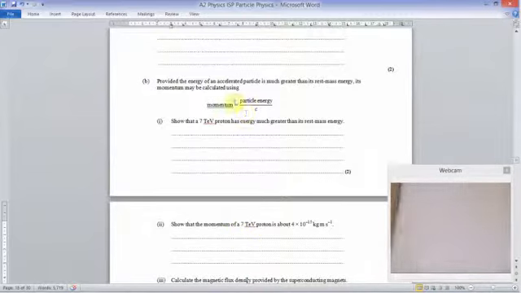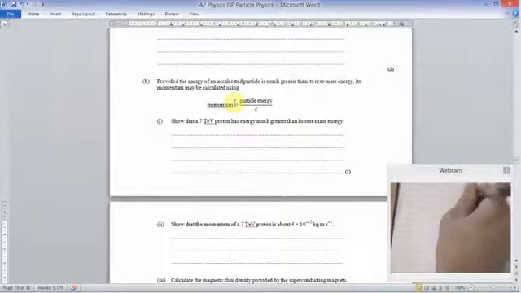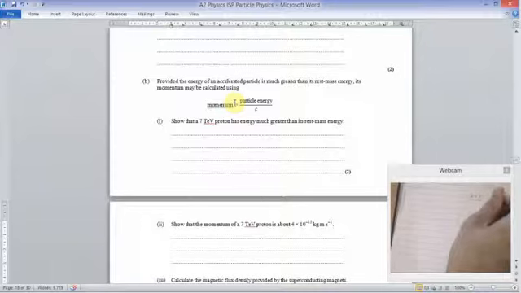So we do 7 times 10 to the 12 times 1.6 times 10 to the minus 19, the value of 1 electron volt, and then we need to divide that by c squared, which is 3 times 10 to the 8 squared. Once you do that, that will tell us the momentum. Very straightforward.